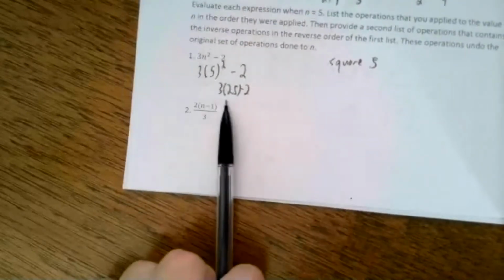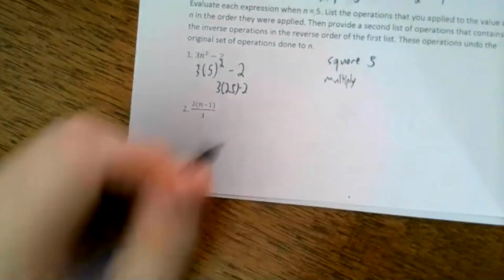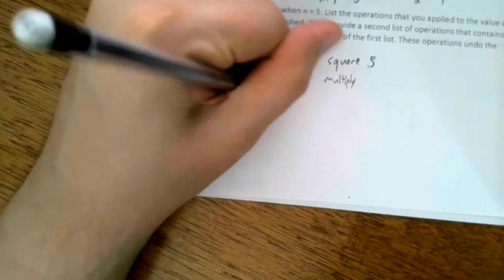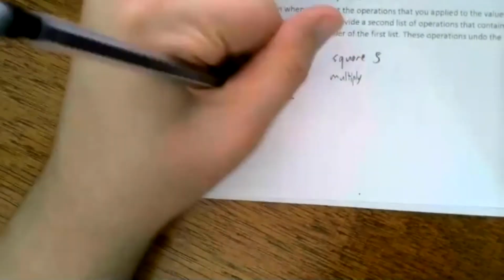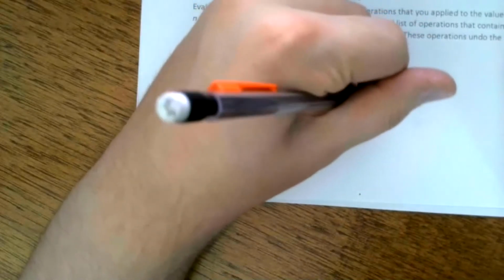So what's my next step? Multiplication or subtraction? Multiplication. Yep, multiplication. So I'm going to multiply, which is 75, right? So we have 75 minus 2. And then 75 minus 2 is 73. So my last step is subtracting.